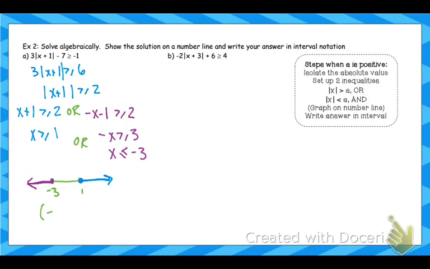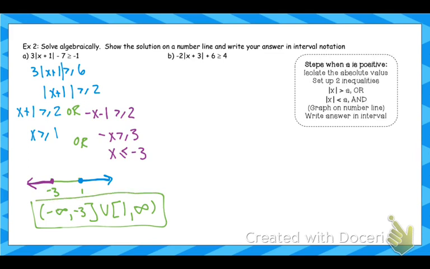So one of these would be from negative infinity to negative 3 with a bracket because it's or equal to. And the other one would be from 1 to infinity, also with a bracket. And that's how I'd write my solution in interval notation. All right, let's go ahead and look at this next one.